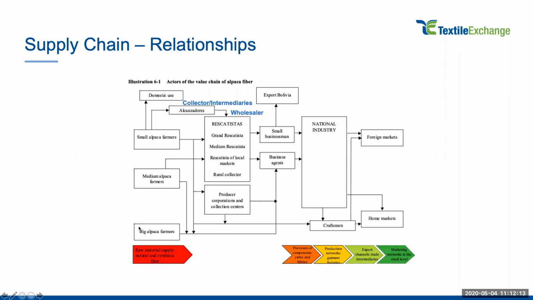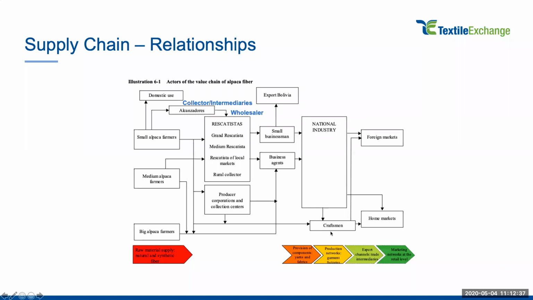So I just wanted to point out a few parts of this where you can see that the farmers are divided up into 3 categories, and the majority of farmers in Peru are smallholder, meaning on average they own about 46 alpaca. And so it should just be noted that right now, the majority of fiber in the supply chain is funneling through either collectors or intermediaries before it goes through the first stage processing.